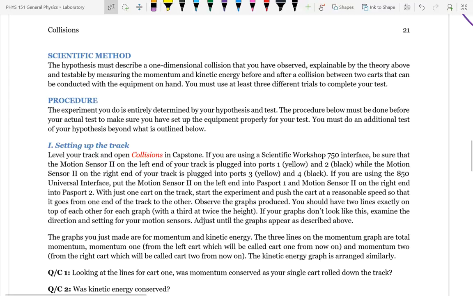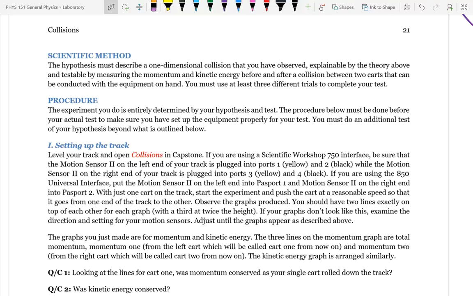Okay, for today's experiment, you need to have an observation that deals with a one-dimensional collision. One-dimensional means straight line. So we wouldn't have, I'm running along and I hit Irving and Irving goes off at an angle and I go off at an angle. That's two-dimensional. It needs to be straight line. And then you're going to explain something about that collision using elastic or inelastic collisions.